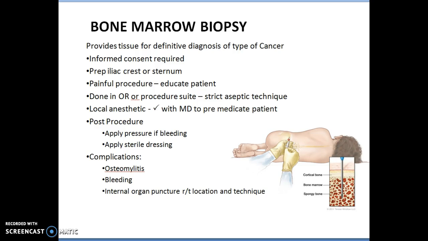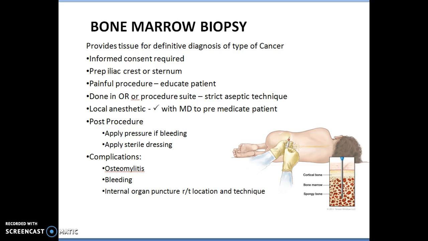Now, a bone marrow biopsy, which provides actual bone marrow tissue for definitive diagnosis as to the type of cancer we're dealing with, the type of leukemia, is done in either the OR or a procedural suite. There's strict aseptic technique. So prior to that happening, as a nurse, we want to make sure that there's informed consent. It's typically done in the iliac crest or in the sternum, so a flat bone. It is a painful procedure. We're going to tell the patient it's going to hurt. We'd like to pre-medicate them, talk to the doctor about getting a pre-medication for that patient. They will have a local anesthetic, and then they will go in with a needle and aspirate the marrow.